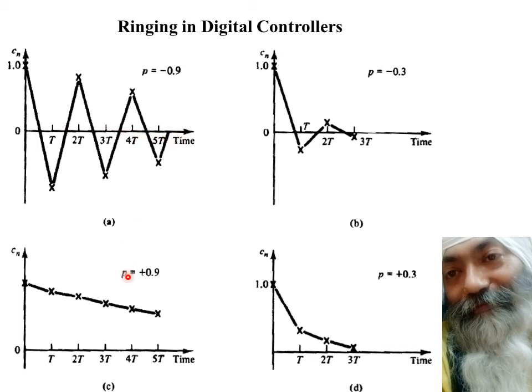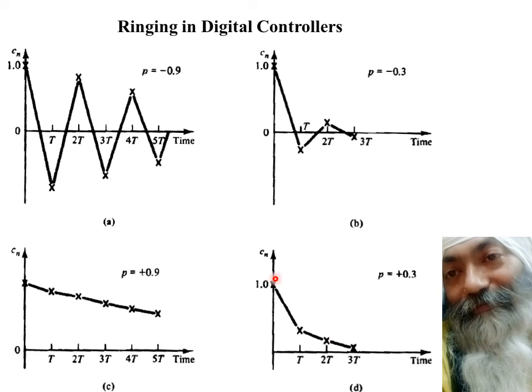Whereas for p equal to plus 0.9, the controller output is changing very gradually, very slowly in the same direction, and it's quite possible for us to move the controller from, let us say, fully open to 50% open in 5 seconds time. In case p is negative, let us say minus 0.3, again you can see the ringing taking place over here also. In case this is positive, the controller output required is quite sharp and fast, but still it is not ringing.